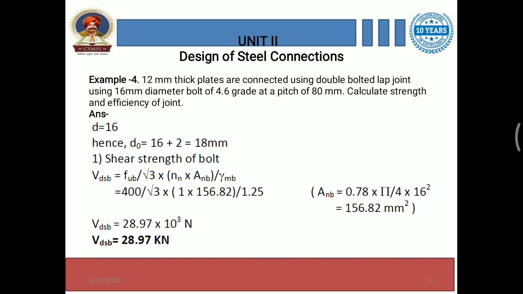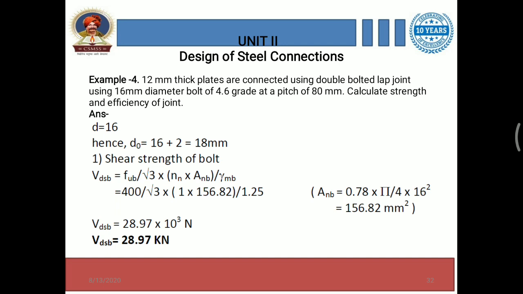12 mm thick plates are connected using a double bolted lap joint using 16 mm diameter bolts of 4.6 grade at a pitch of 80 mm. Calculate the strength and efficiency of the joint.